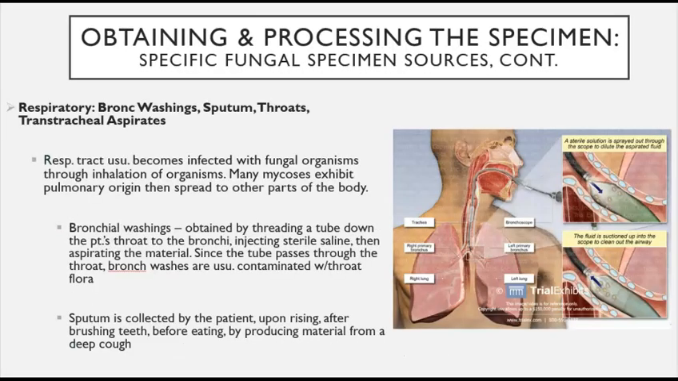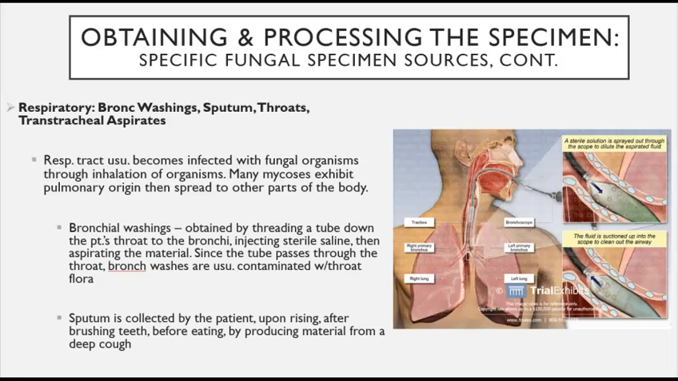We're obtaining and processing fungal specimens for respiratory samples such as bronchial washes, sputums, and transtracheal aspirates. The respiratory tract usually becomes infected with fungal organisms through inhalation of the organism. Many mycoses exhibit pulmonary origin, then spread to other parts of the body. For bronchial washing samples, these samples are usually obtained by threading a tube down the patient's throat to the bronchiole.